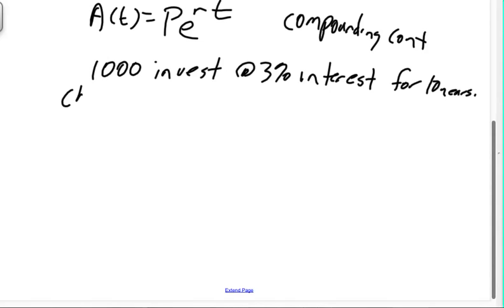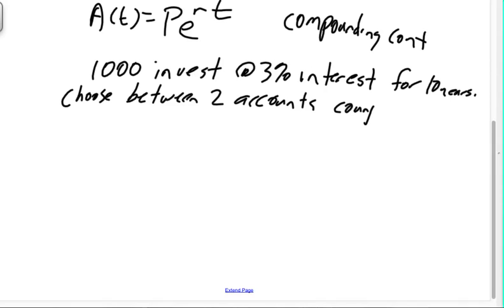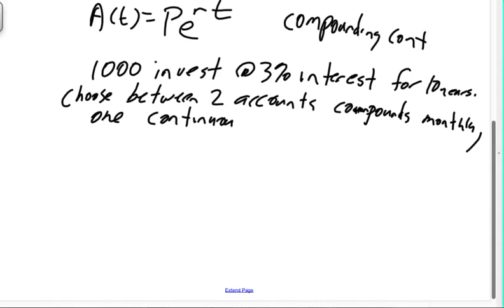So you've got to choose between two accounts. One compounds monthly and one continuously, but they've got the same rates. So let's see which one's going to be better.